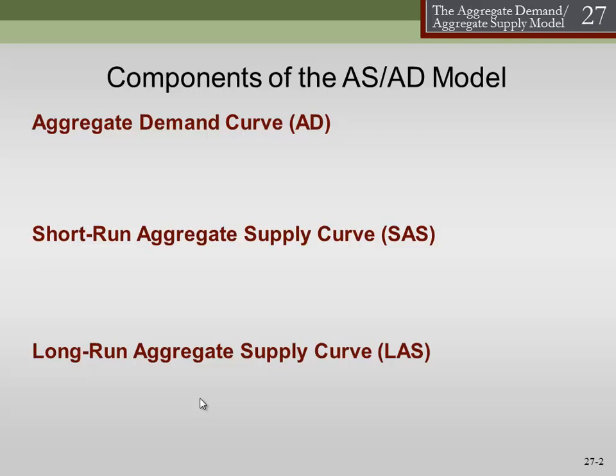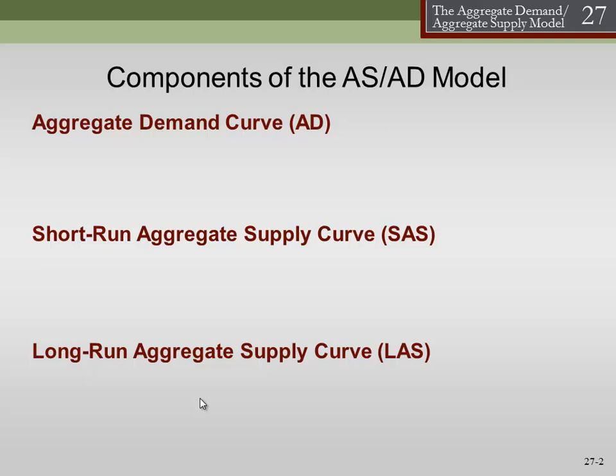Alright, we want to begin by talking about the components of this aggregate supply, aggregate demand model. And this is really the basis for a lot of how we tend to think about or intuit about how the macroeconomy works. So it's really an important tool for figuring out how to explain policy, how to predict what policy we should take, as well as make sense of the macroeconomy.